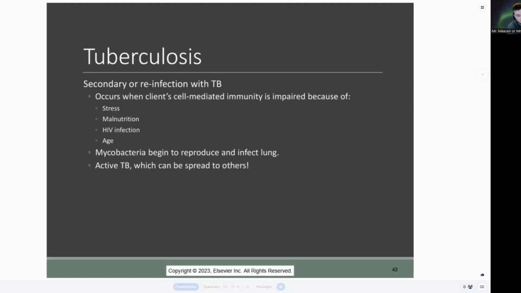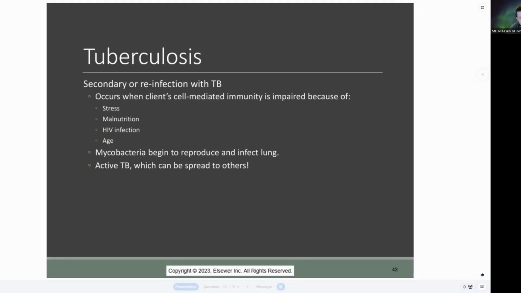Secondary infection or reinfection with TB occurs when the client's cell-mediated immune system is impaired. TB is one of those things that, because of those tubercles, can lay dormant. It can cause an active infection. It can be treated, and then you never get rid of it. The bacterium is housed there.